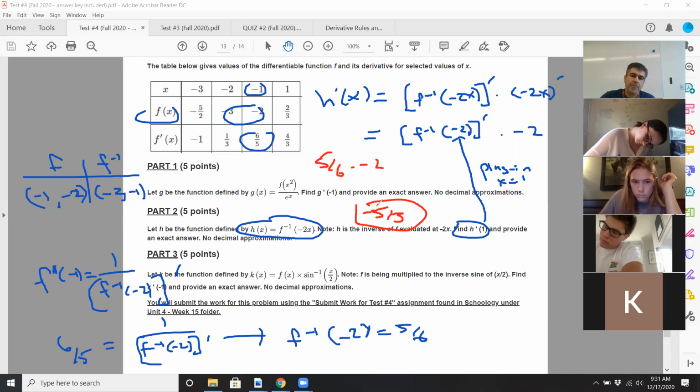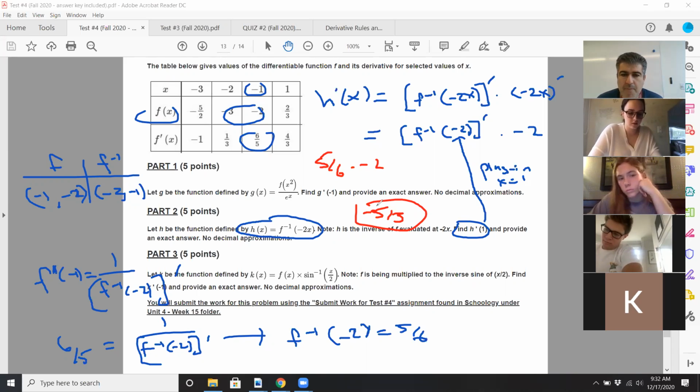But you can't mess up the chain rule. You got to remember that. And the other thing too is, you got to know how to do inverses. This was, I think, a little more challenging than the other inverse one, because you had to kind of work backwards. You had to use the y coordinate, and then get the x coordinate that goes to it from the table. So maybe that threw you into a loop, perhaps. I don't know.